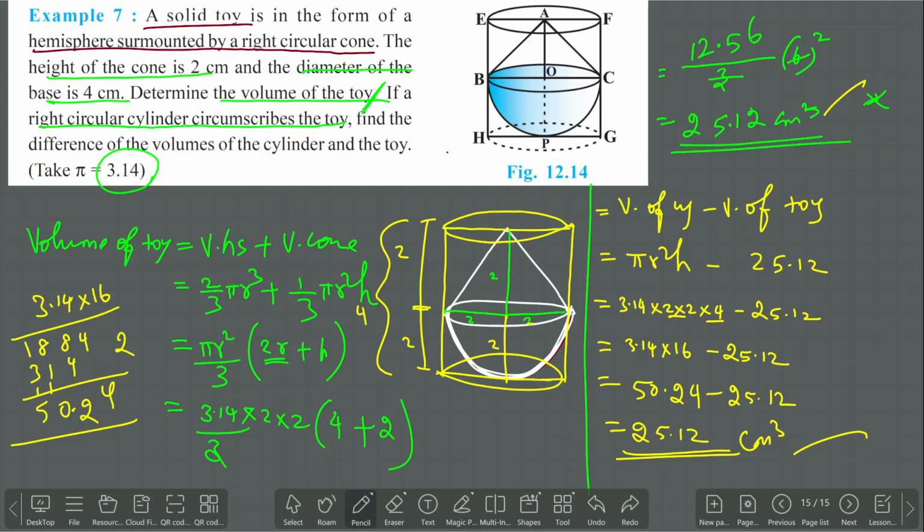Kindly prepare this. This is one of the important questions in our textbook. Many times they asked this. Kindly prepare it. Okay. Anything else from chapter 13, we will complete. Anything else from chapter 13?